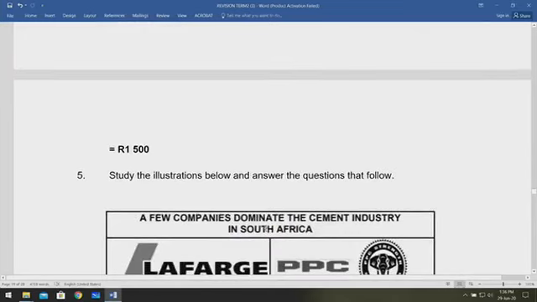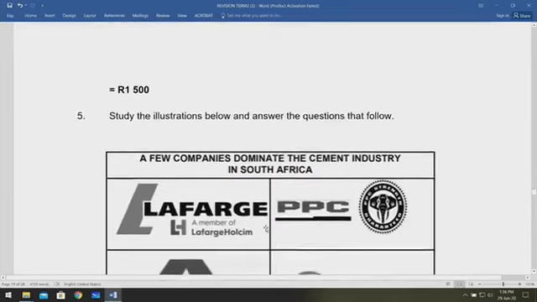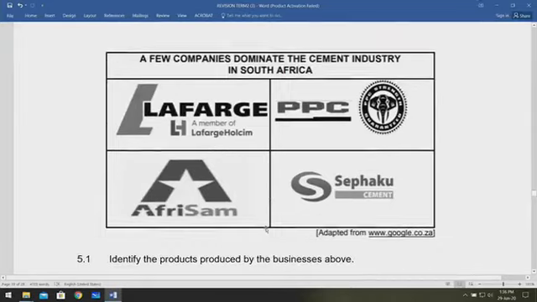Right, study the illustrations below and answer the questions that follow. Identify the products that are produced. They tell us there, a few companies dominate the cement industry. So we know that all of them are cement producers.